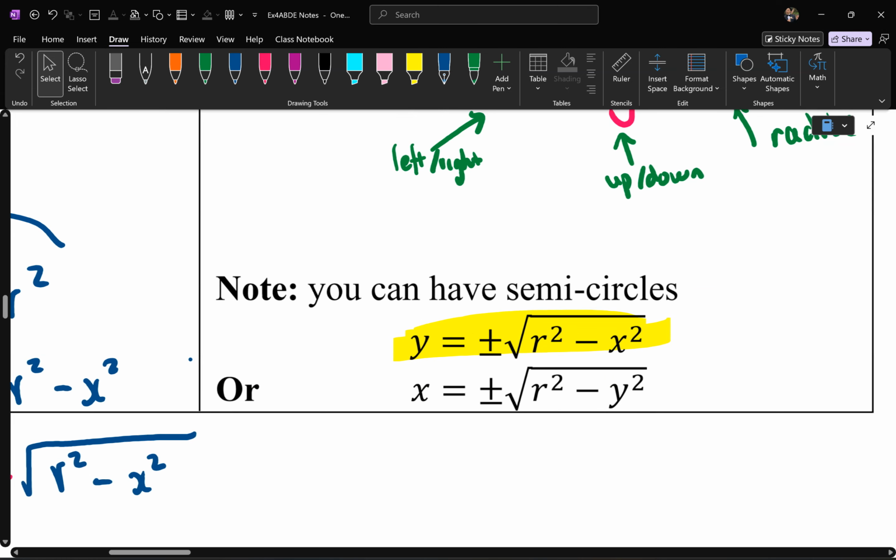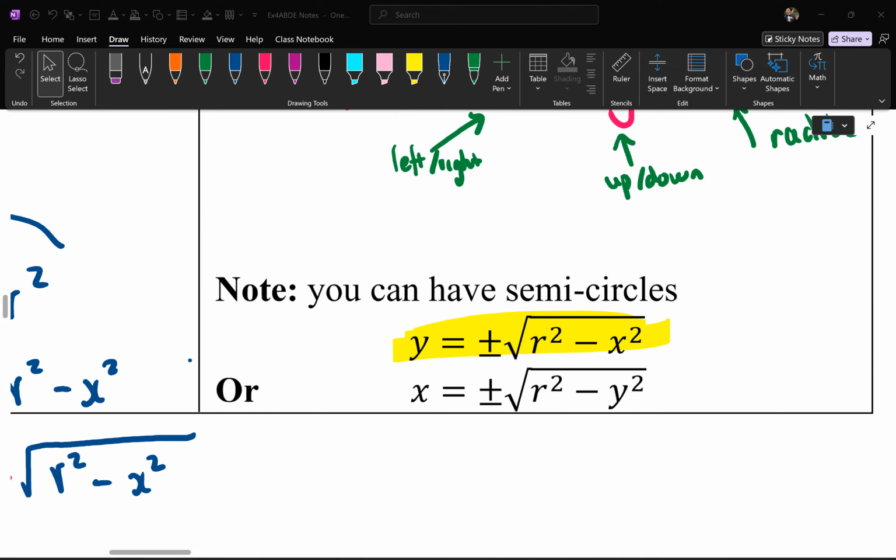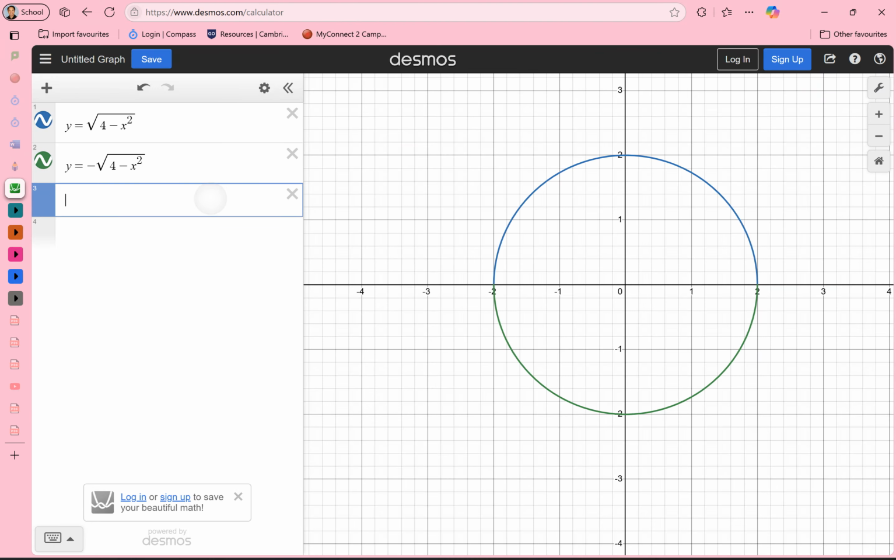But notice in your notes, I also got a second formula for you. What if you didn't rearrange for y, but you rearrange for x? What happens then? Let's see what this looks like. What if I changed it and I said it was x equals the square root of 4 minus, what do you think it's going to look like?